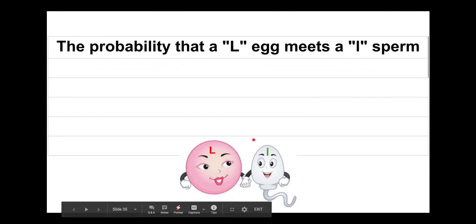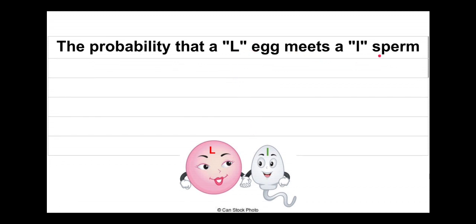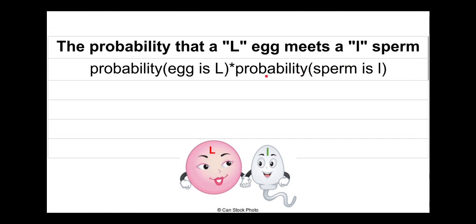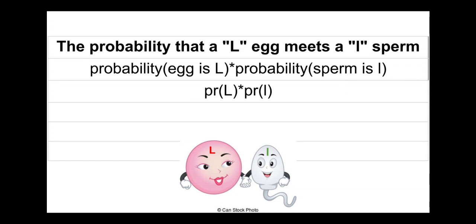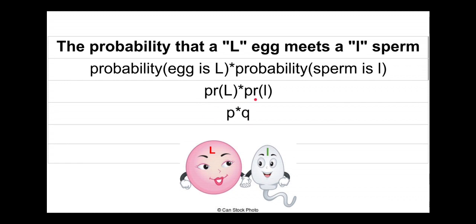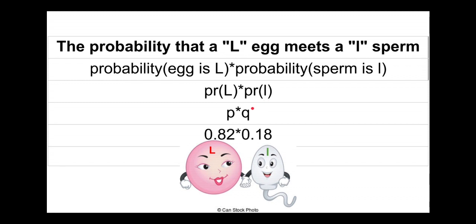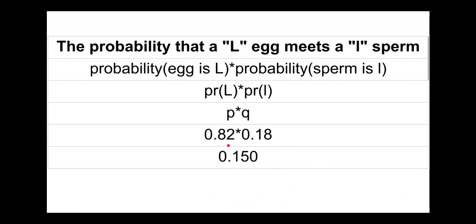First, we'll deal with the first scenario. Big L egg meets a little l sperm. We'll go from that English statement to a mathy statement. Probability that an egg is L times the probability that a sperm is little l. Since we have a 50-50 sex ratio, we can just shorten it to the probability of big L times the probability of little l. We're going to do what population geneticists do, which is the frequency of the dominant allele is P, the frequency of the recessive allele is Q. That's 0.82 times 0.18, and that's going to equal 0.150.